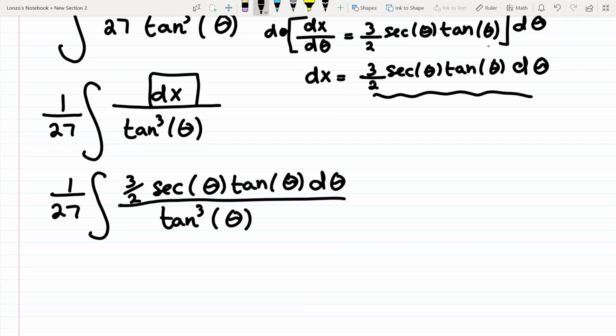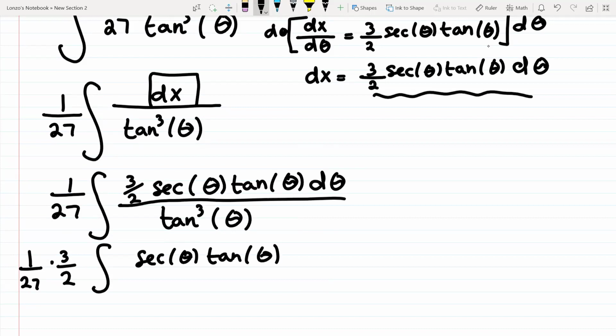So what you could do is simplify this. You can factor out this constant 3/2. Keep in mind you still have 1 over 27. If you take out this 3/2 and clean that up a bit, you're left with secant theta tan theta.